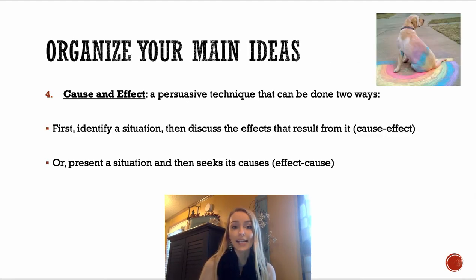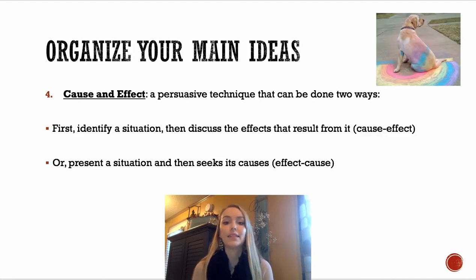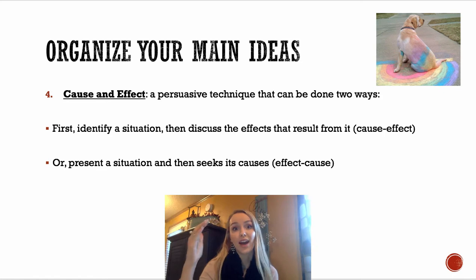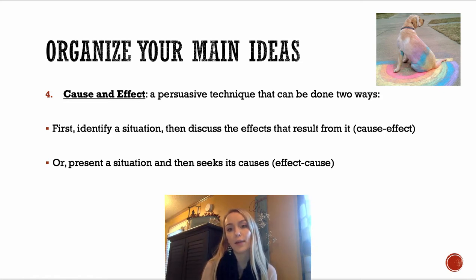All right, so our next one is cause and effect, and this is a persuasive technique. Again, a persuasive technique, not informative, that can be done in two ways. First, you might identify a situation and then discuss the effects that result from it. So you might give us the cause and then two effects. That's your main point. Or you can flip-flop that and present a situation and then seek its causes. So you have this effect. What might the causes be? I'm going to give you a few there in your following main points.